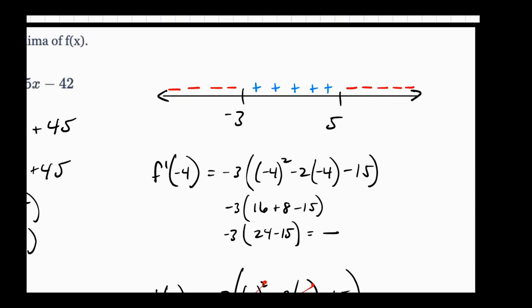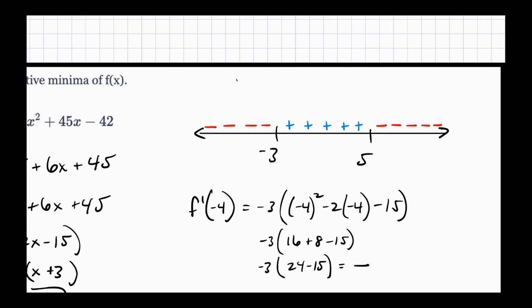So now I know this function was decreasing before negative 3, then at negative 3 it started increasing, and then at 5 it started decreasing again. Knowing that, we need to find the relative minimum. Now there might be more than one. In this case there's only one, but don't just assume there's one. In this case, there's a relative minimum when x equals negative 3.